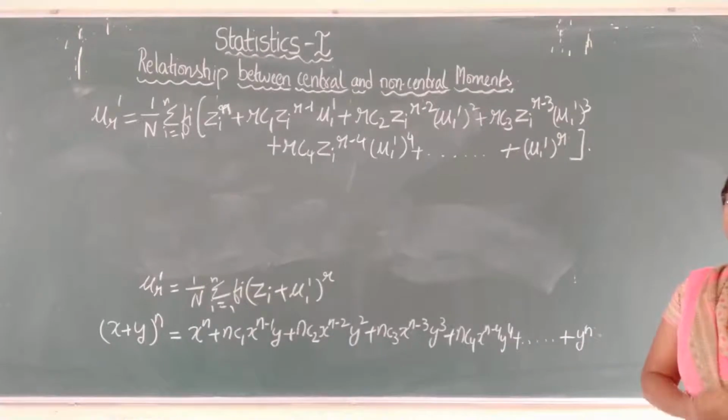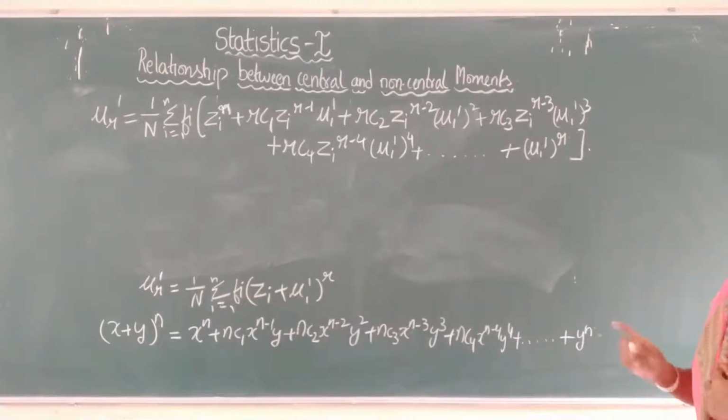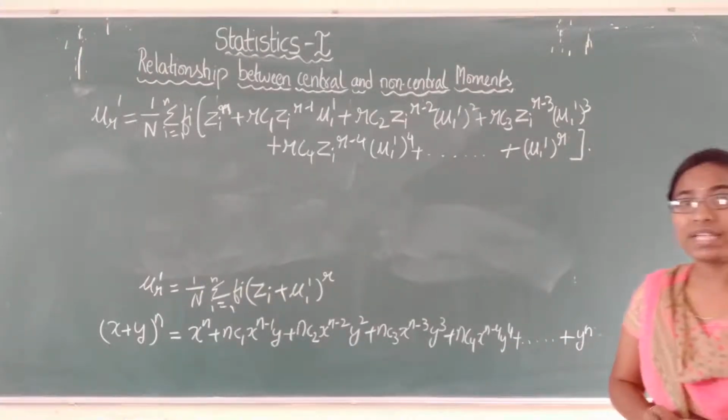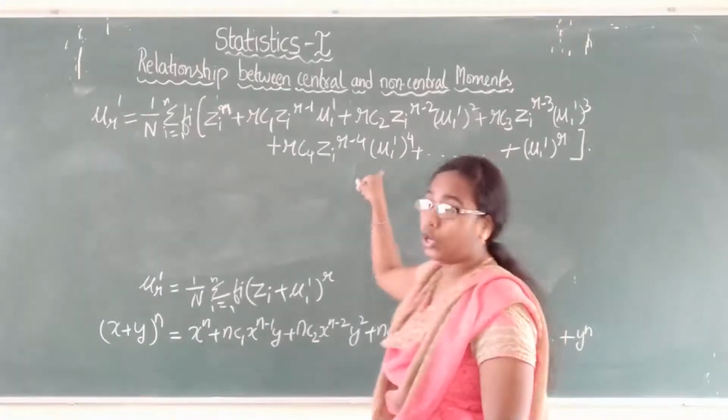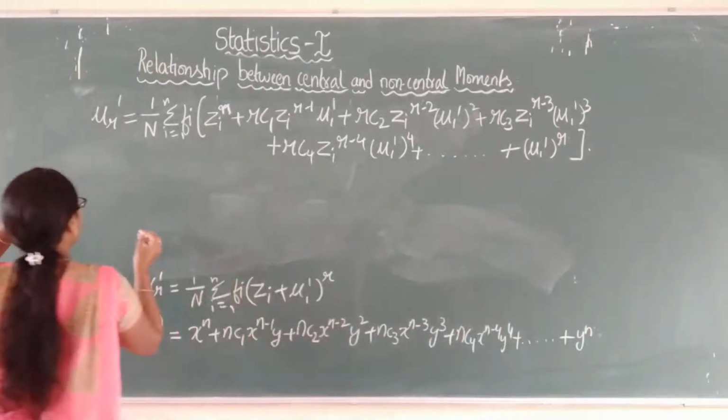Now what is the next step we are going to do? We are going to multiply 1 by n summation f i inside to all the terms. Now write down the next step.